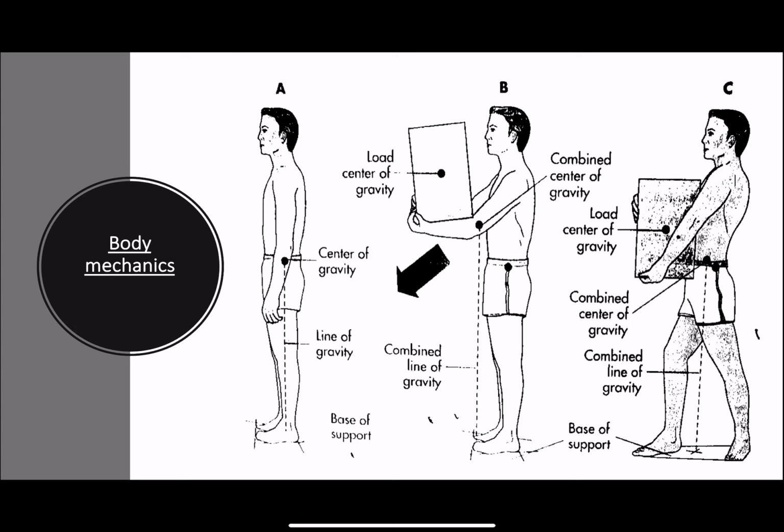So the third one, line of gravity. It is an imaginary vertical line passing through the center of gravity, and the body is most stable when the line of gravity bisects the base of support.